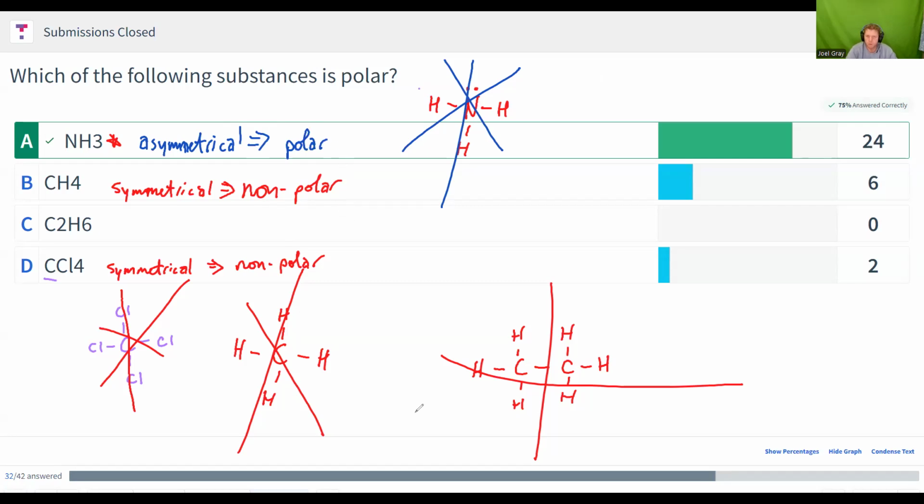Okay. Now to put this in the frame of what we've been talking about, something being polar or nonpolar, all three of these compounds, B, C, and D, are nonpolar. Yeah, because I was saying, oh, will any of them dissolve well in NH3?